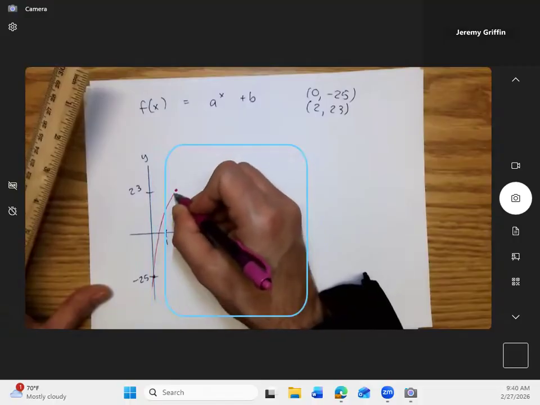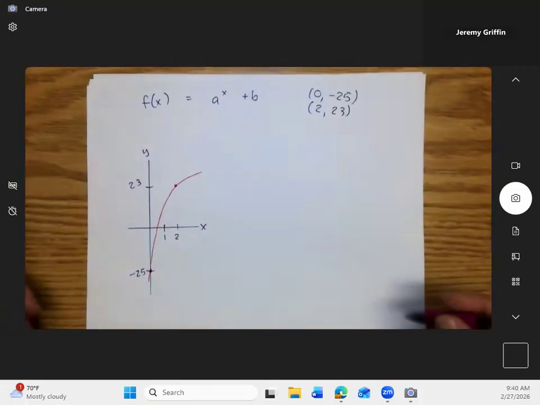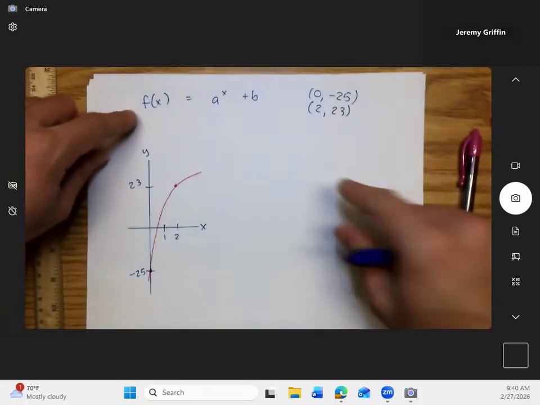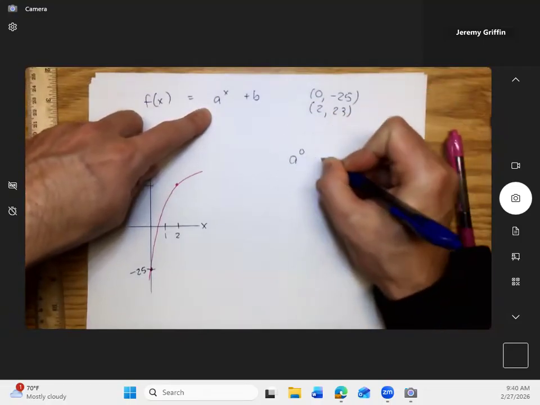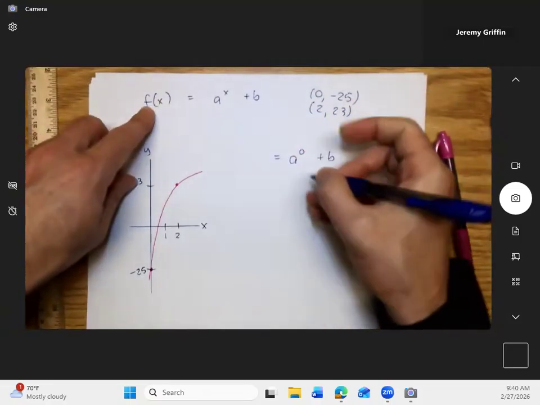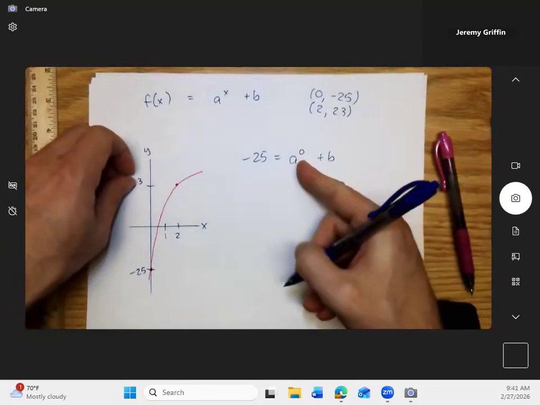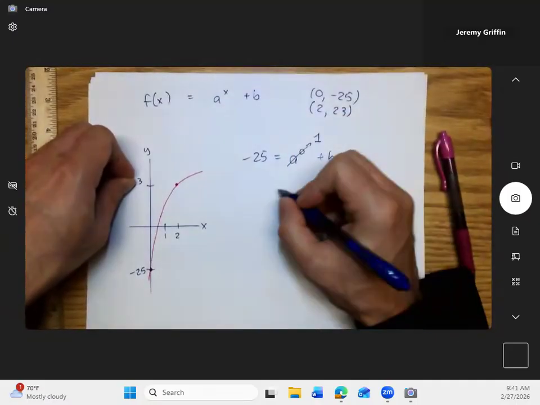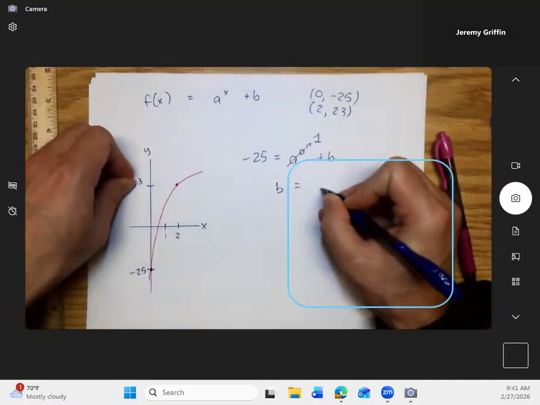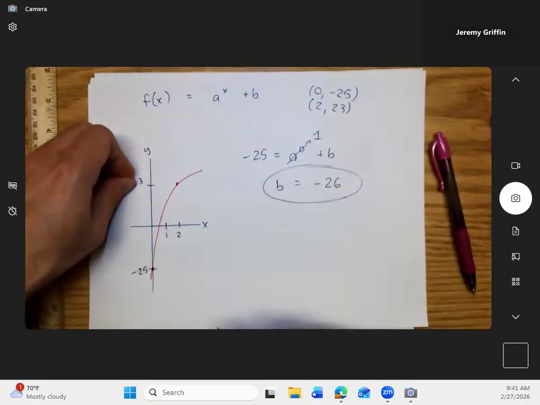All right, so this is probably doing something kind of like that, I think. Right, you guys think? Probably exponential. But really to solve this, you just have to plug the points in. So if I plug in 0 for x, that's a to the 0 plus b, I get negative 25. Guys, what is a to the 0? 1. So 1 plus b. So guys, what is b equal to? Negative 26. Aha, all right, so we chased down b.